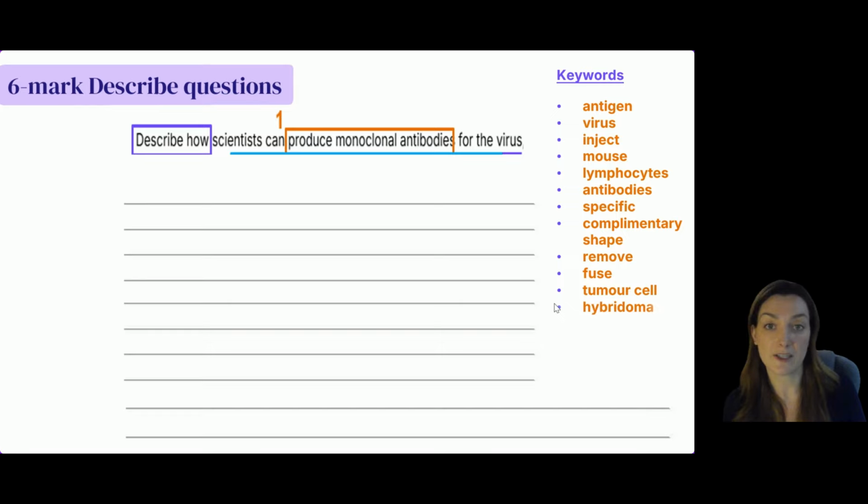Now I've got my keyword list. I'm going to check through the order, see if I need to move any around. As I'm happy with the order, I'm going to start to write my actual answer.